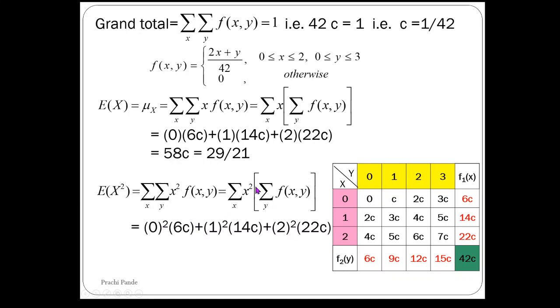We get, when we have x equal to 0, so it is 0 square, and the sum of all the probabilities for x equal to 0 is 6c. We have to take the square of x only. So 0 square into the sum of the probabilities, that is 6c. 1 square, then the sum of the probabilities for x equal to 1, 14c, and 2 square into 22c. In this way, we will get the value for expectation of x square.